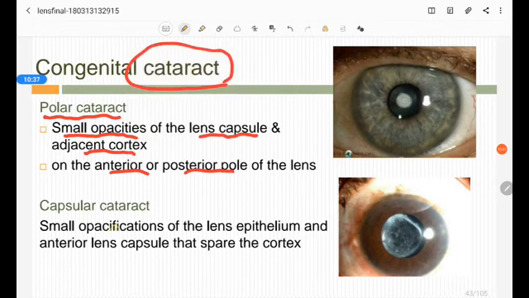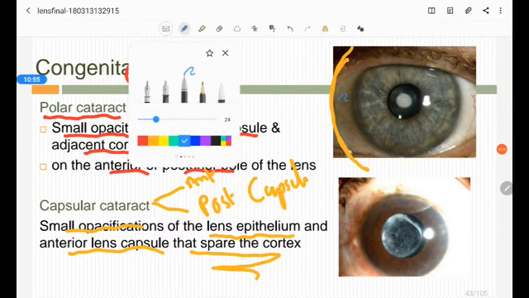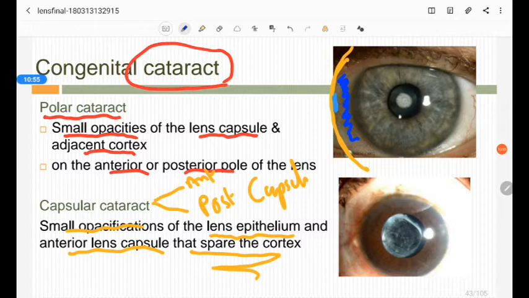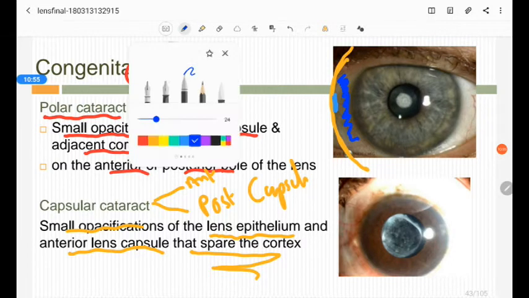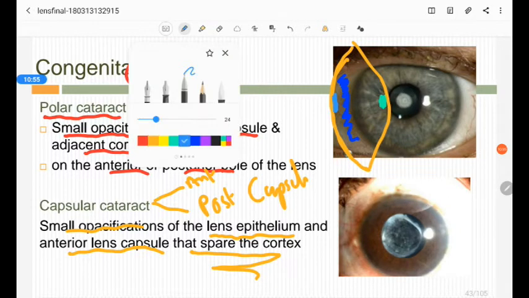Capsular cataracts are actually small opacifications we see, and here the plane is different. This is mainly in the lens epithelium and the anterior lens capsule, which literally spares the cortex. Now there is an anterior capsular cataract and a posterior capsular cataract. So the anterior capsular cataract would be located anteriorly between the cortex and the capsule, and the posterior would be located between the posterior capsule and the cortex at the posterior end.